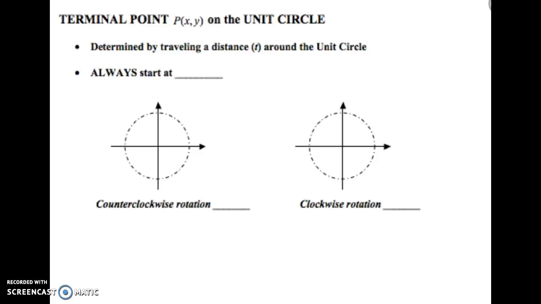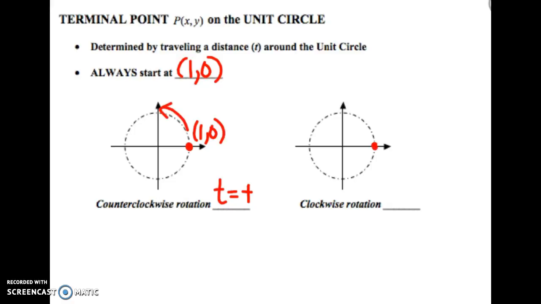Terminal points on the unit circle are determined by traveling a distance t, whatever that is, around our circle. Whenever we figure out a terminal point, we're always starting at the point (1, 0) on the unit circle, which is right here. And we go with a counterclockwise rotation if our t is given to us as a positive value. So basically, we move that way around the unit circle if t is positive.